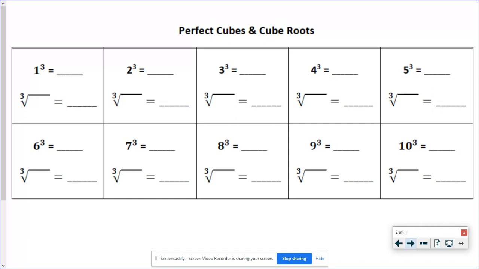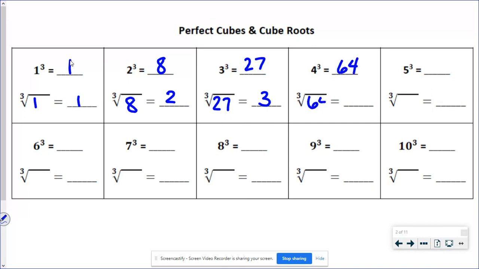Now again, 1 squared and 1 cubed, same thing, because 1 cubed is 1 times 1 times 1, that's 1. The cube root of 1 is also just 1. 2 cubed is 8, because 2 times 2 is 4 times 2 is 8. So the cube root of 8 is 2. Same thing as last time. If you need to pause this, go ahead and do that. 3 cubed is 27. So the cube root of 27 is 3. 4 cubed is 64. So the cube root of 64 is 4.